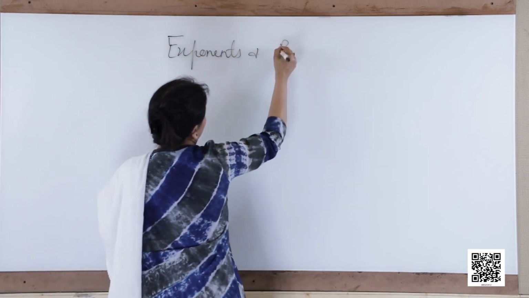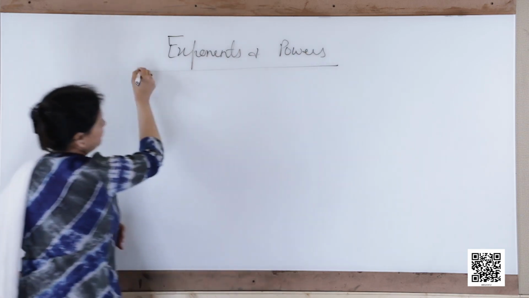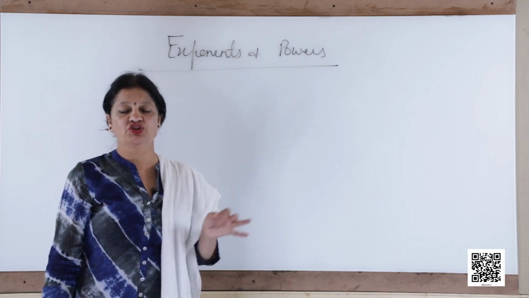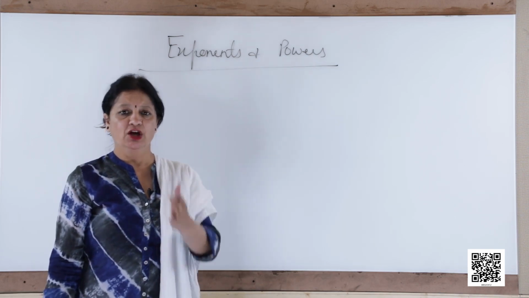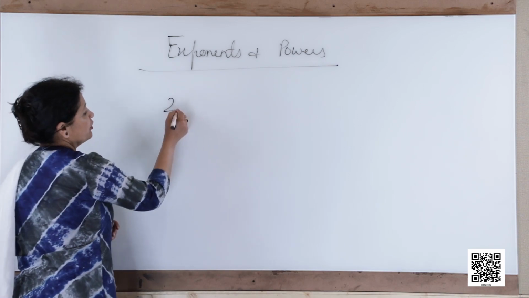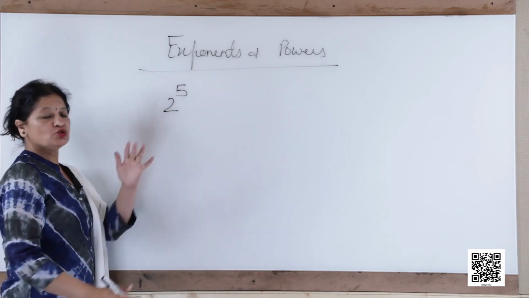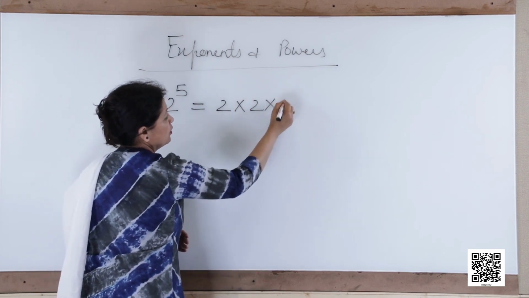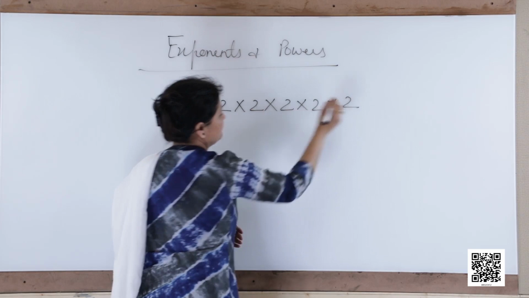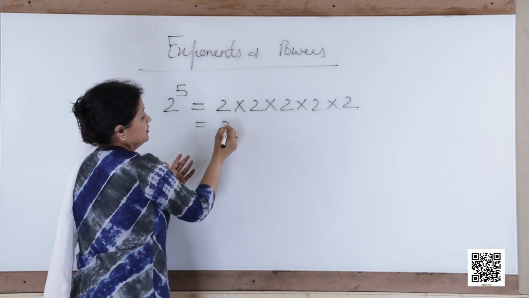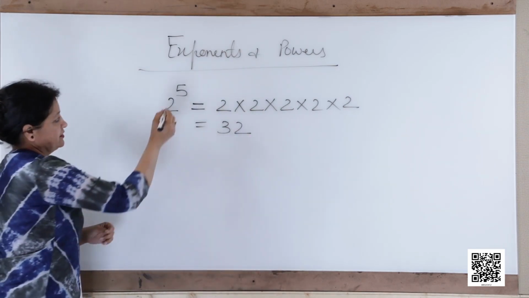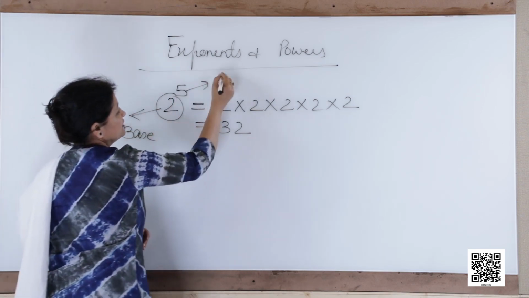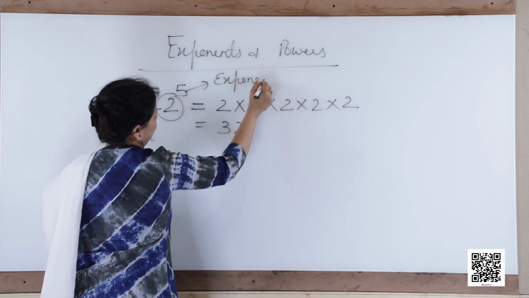Exponents. What are exponents and powers? You have already done this chapter in class 7. For example, 2 raised to the power 5. What is 2 raised to the power 5? It is 2 multiplied by 2 multiplied by 2, 5 times, means 32. In this, 2 is your base and 5 is your exponent.